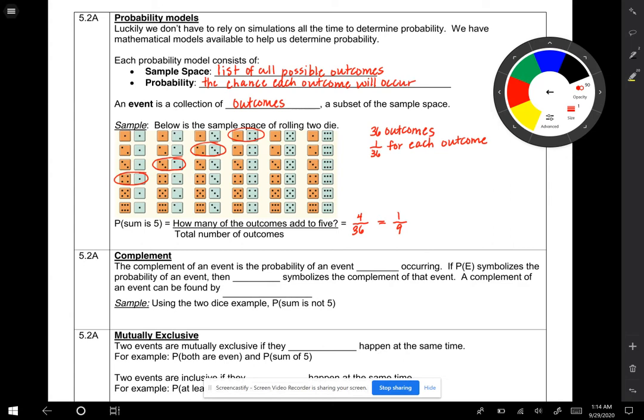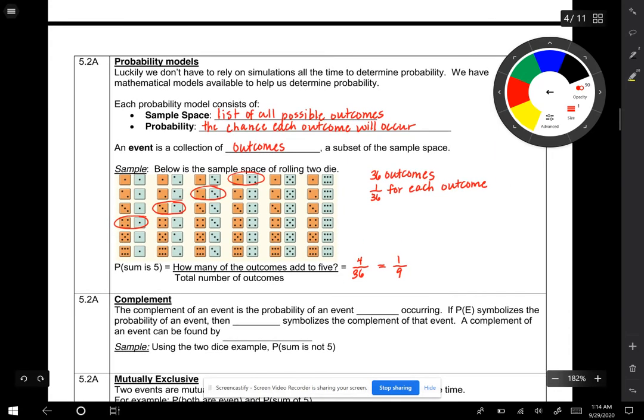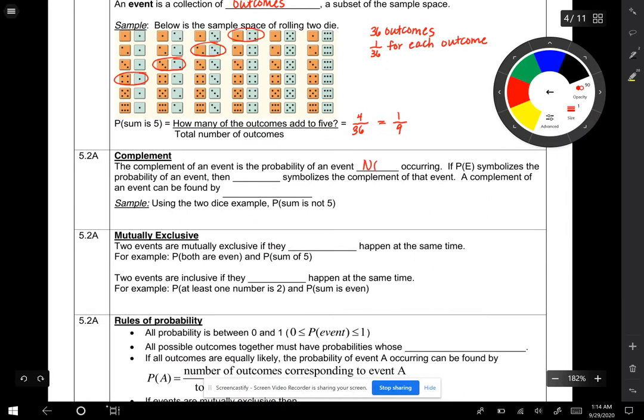Okay, another important vocabulary is the complement. The complement of an event is the probability of an event not occurring. So it's everything but that event. If probability E symbolizes the probability of an event, then to symbolize not E, you would put probability E with a superscript lowercase c, and that symbolizes the complement of the event. I just call it probability not E.